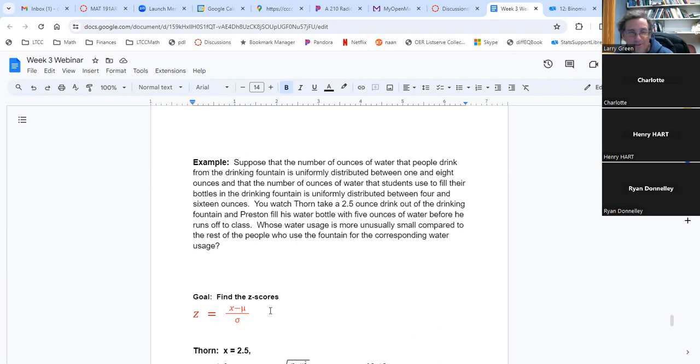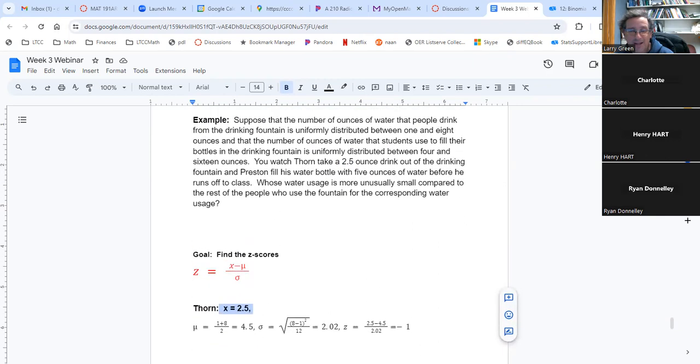Okay, so for Thorne, he drank 2.5 ounces. That's Thorne's X. Does that make sense? Now comes the hard part. The mean for Thorne, again, if you look, he drank out of the drinking fountain. And for the drinking fountain, it's between 1 and 8 for a uniform distribution. So for the mean, we take 1 plus 8 and we divide by 2.